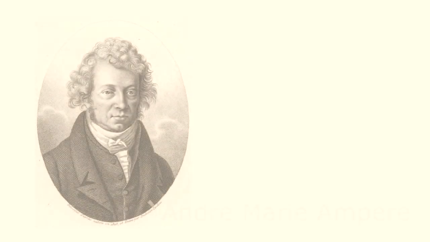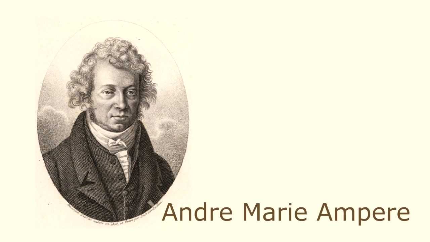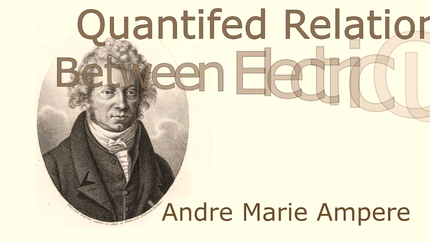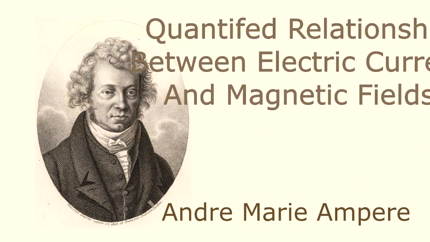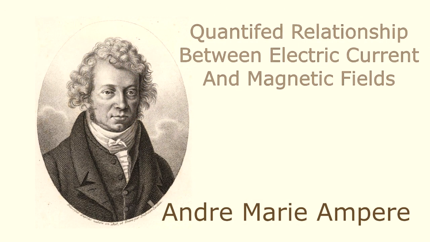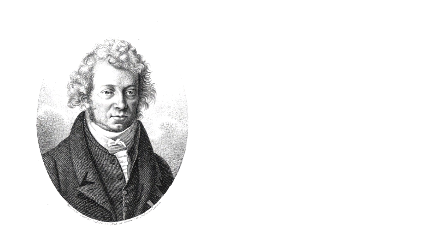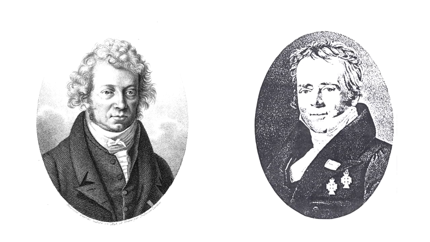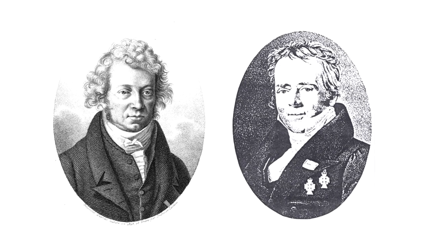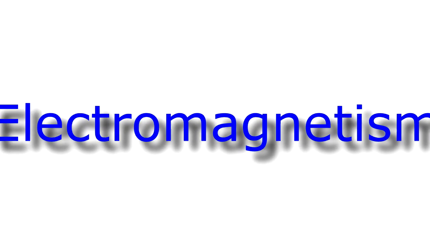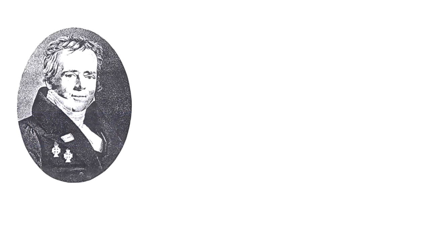Shortly after this discovery, French physicist André-Marie Ampere heard about Ørsted's discovery, and within a week, Ampere began quantifying the relationship between electric currents and magnetic fields, which, as we'll see, is called Ampere's law. So within a short period of time, electricity and magnetism became forever connected in one field of study, electromagnetism. Now here's what Ørsted found.